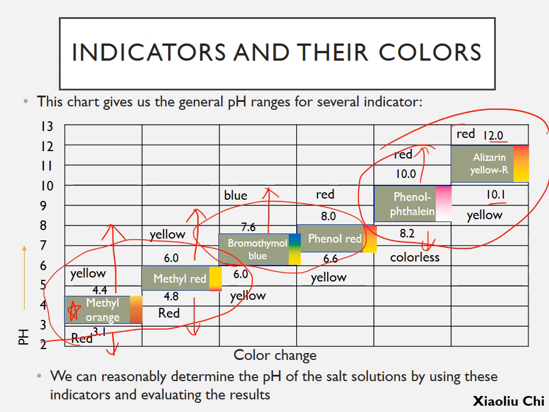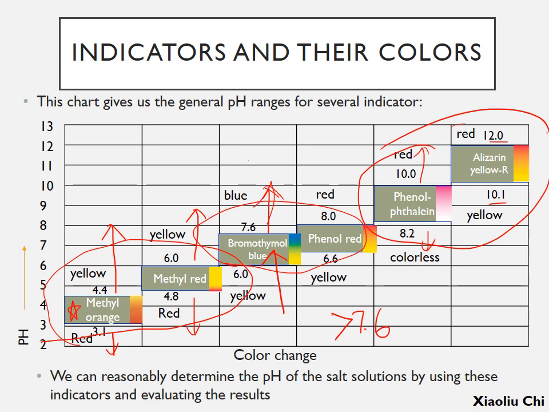For example, if you have an unknown solution and you want to test the pH value or pH range, and you add, let's say, bromothymol blue, and the color becomes blue. What does that tell you? It tells you the pH value for this solution is probably above 7.6, because the blue color is above 7.6.